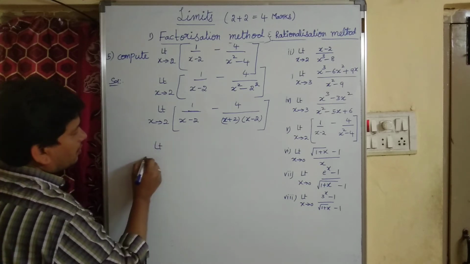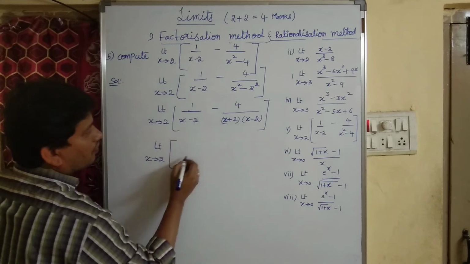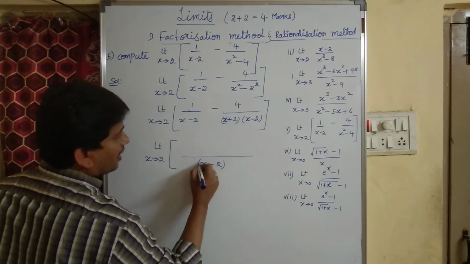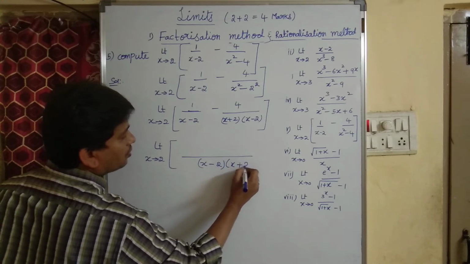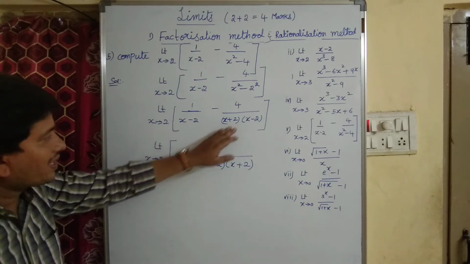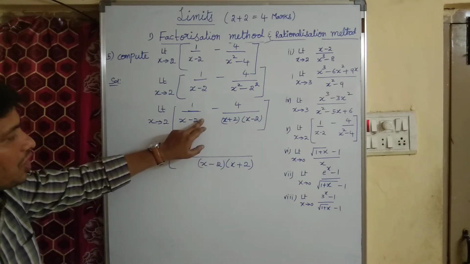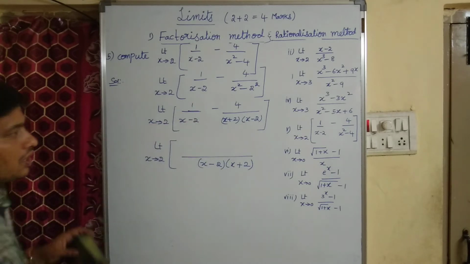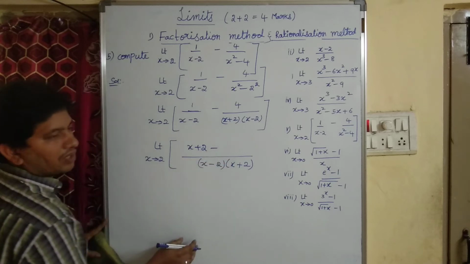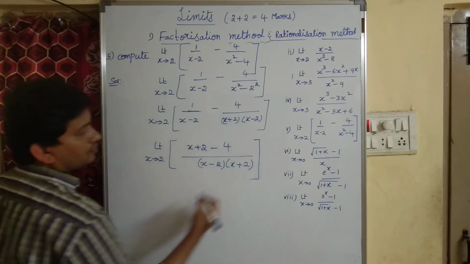Now limit x tends to 2. The LCM of x minus 2 and x plus 2 is x minus 2 into x plus 2. As we already have x minus 2, we need to multiply by x plus 2. For the first term, 1 into x plus 2, minus, as we already have 2 terms, directly we need to write 4 only.